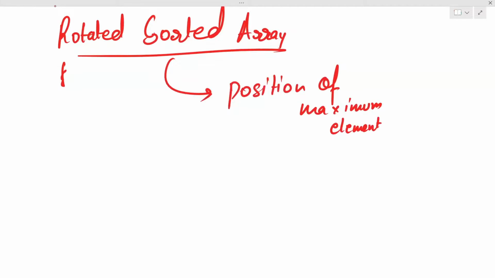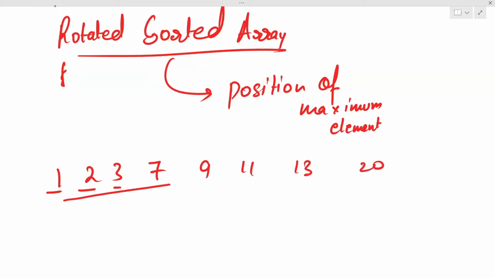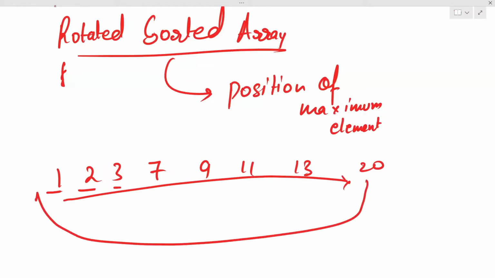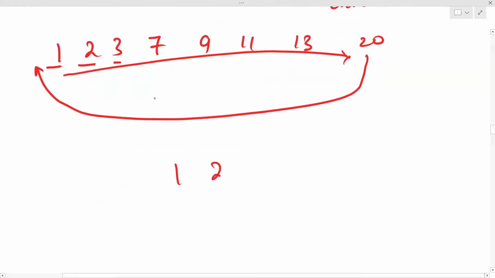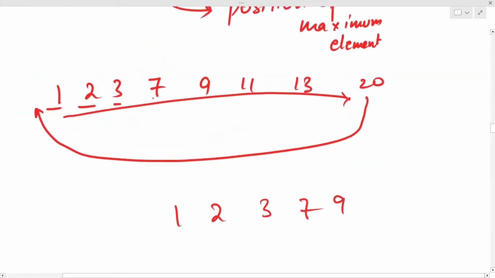So what is a rotated sorted array? You first sort your array. Let's say 1, 2, 3, 7, 9, 11, 13, 20. And then you rotate it sometimes. By rotation, we mean that these elements will shift towards the right, and the last element will come to the first place. And you don't know how many times this is done. So how will you solve this problem? Let's suppose you are given this: 1, 2, 3, 7, 9, and 11, 13, and 20 are here. How will you solve this? How will you find the maximum?